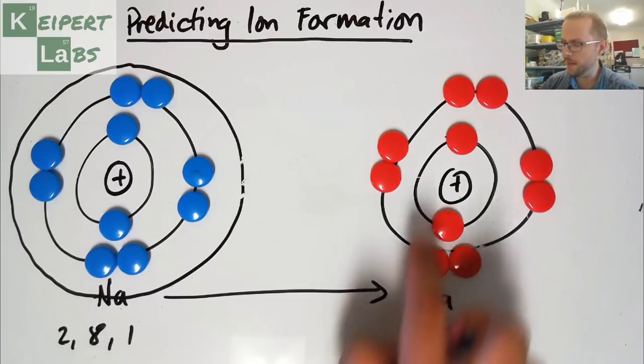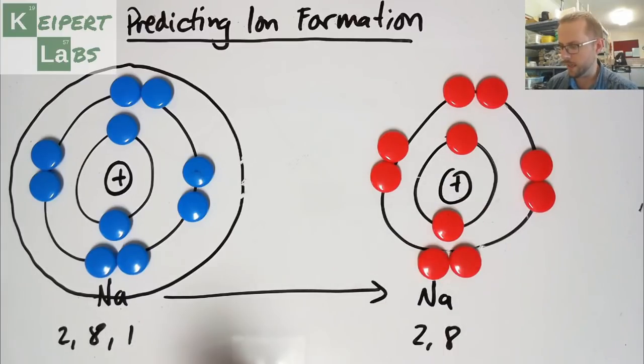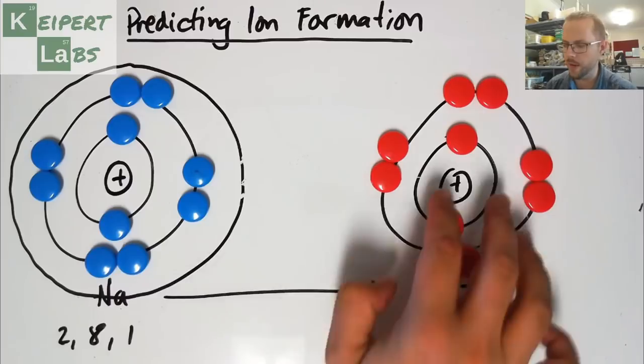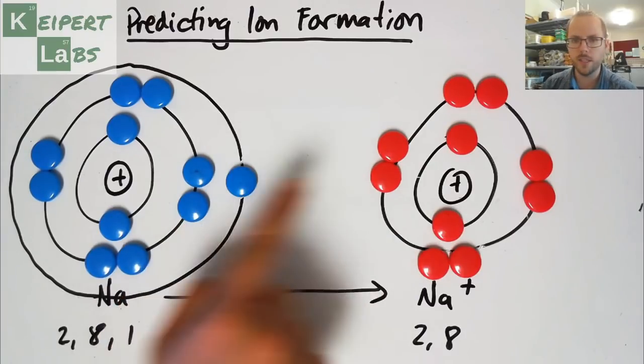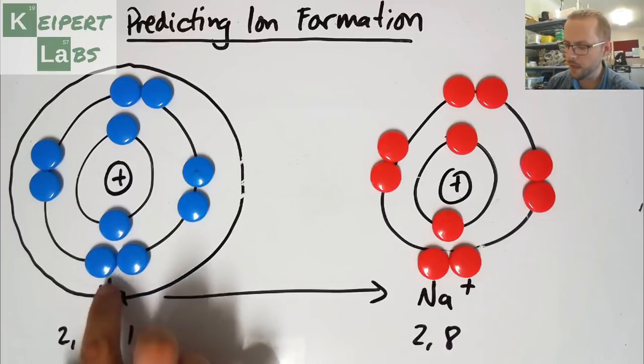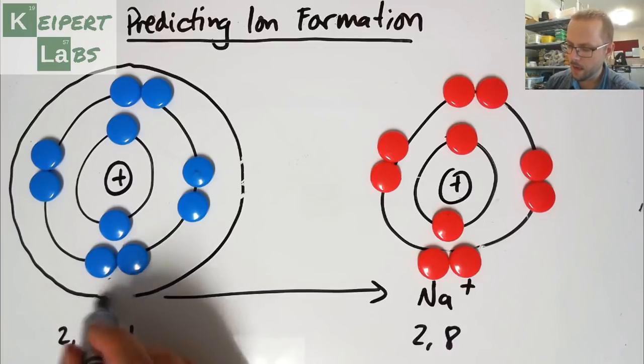We have 11 protons in the nucleus, but only 10 electrons. So that means that we have 1 more positive charge than we do negative charge. So we have formed a positive ion or a cation, a sodium 1+ ion. So it's got a 1+ charge on this thing that we've now created after going from here to here. So we had 1 valence electron and we've lost that 1 valence electron to form a sodium ion.